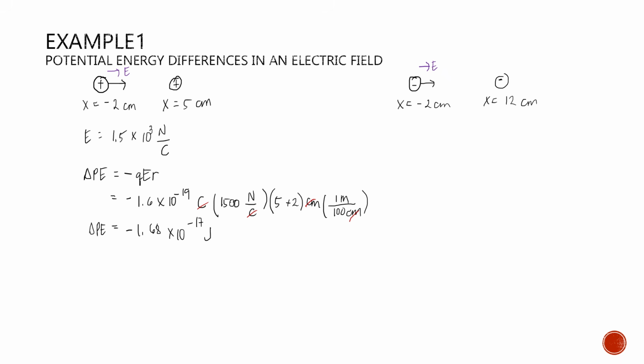So its natural movement would be against the electric field, from low potential to high potential. Right? So same electric field value, 1,500 newtons per coulomb. So change in potential energy is negative Q times E times R. So we need to include the negative sign for the charge of an electron. It's negative 1.6 times 10 to the negative 19 coulombs.